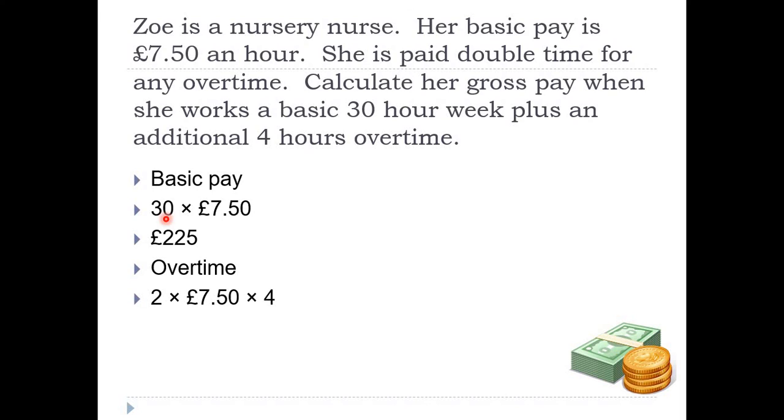Her overtime becomes 2 times 7.50 times 4 because she's getting double pay for any overtime. So this gets doubled for any hour she works overtime. So instead of it becoming £7.50, it actually becomes £15. Then we multiply that by 4, which gives us £60. So she makes £60 in overtime. So the gross pay becomes her £225 basic pay plus 60, which is £285.